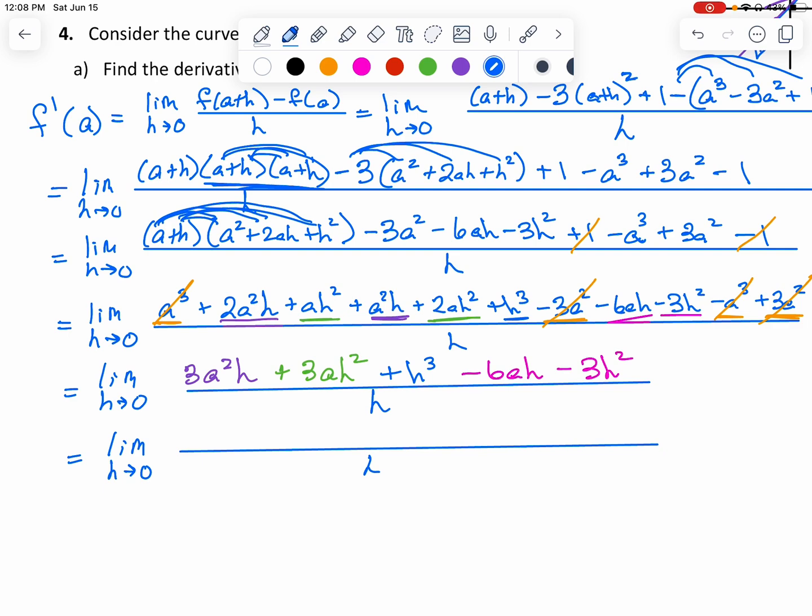So I can factor out an h out of this whole numerator since there's an h in every term, and I get 3a squared plus 3ah. It's okay that there's still an h in there. We just have to make sure we take out one, but it's still okay if there's other h's in the numerator because we can put in zeros for the h's.